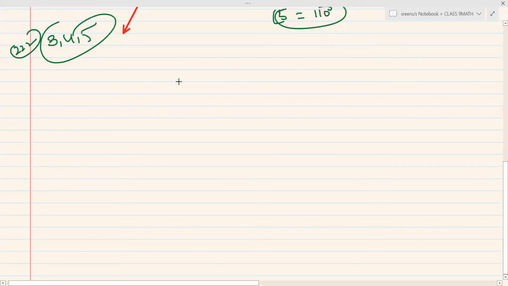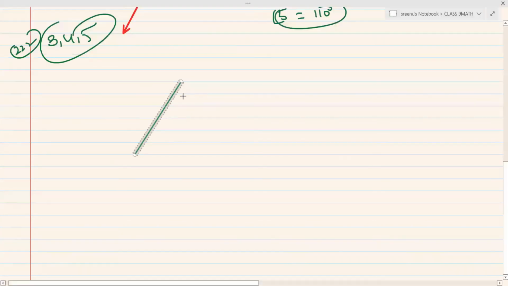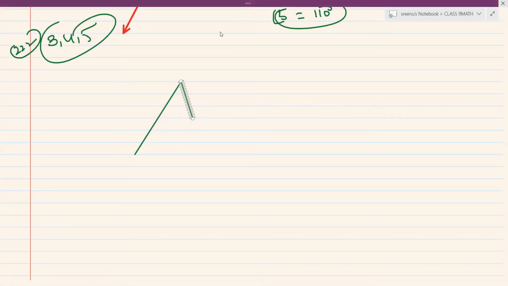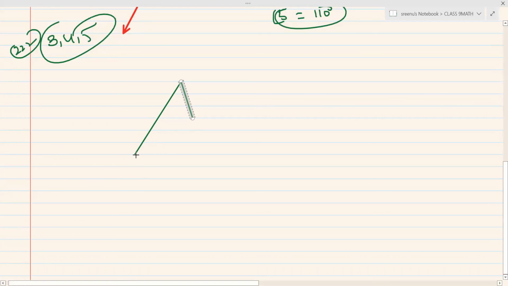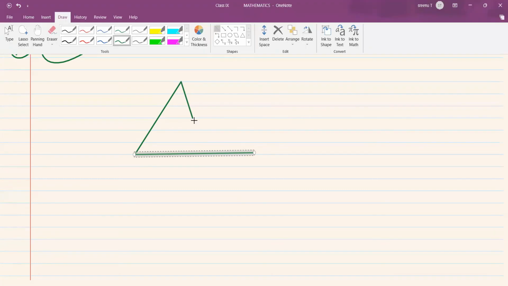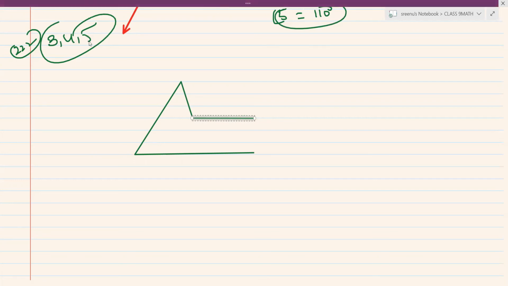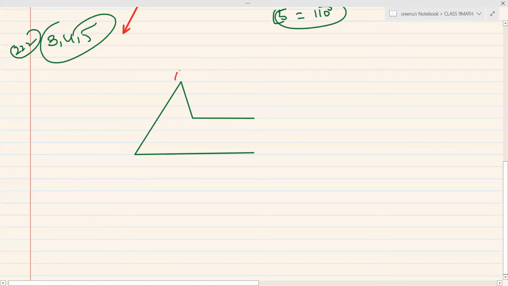Use a line given like this. And next line is like this. And then have a line like this. Then we have a line like this. And this E, C, D, AB. And here we have 50 degrees and here we have 100 degrees.